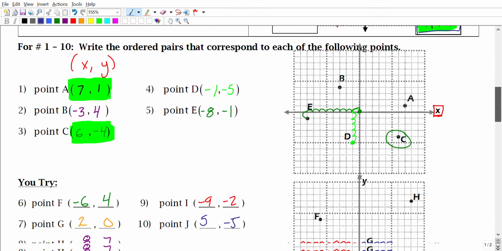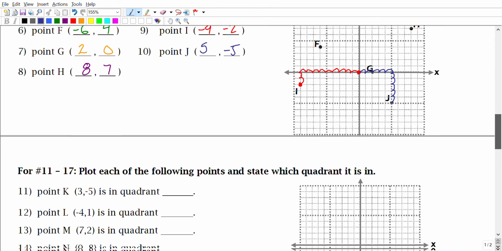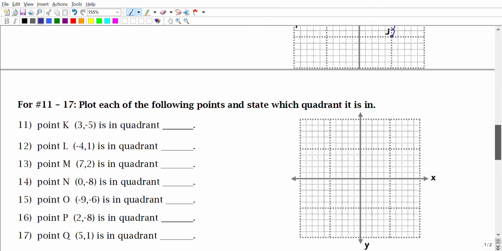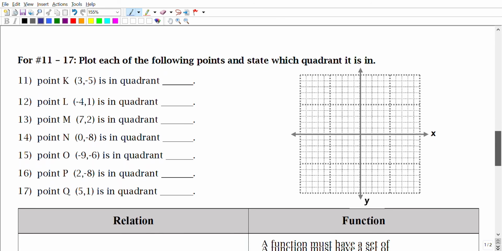Okay. All right. So hopefully that started to make a little bit more sense. If for some reason something does not make sense so far, guys, make sure to stop the video for a second, go back to something I talked about earlier, and make sure you understand before you proceed, okay? I want you guys to make sure you understand this fully before we move on. All right. So for number 11 through 17, what are we doing? So we're trying to plot each of the following points and state which quadrant they fall on.